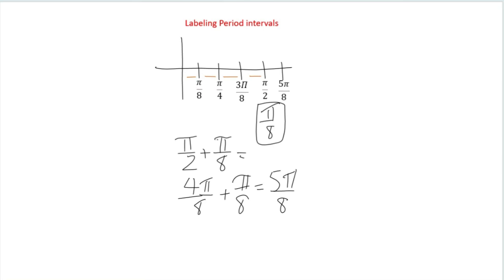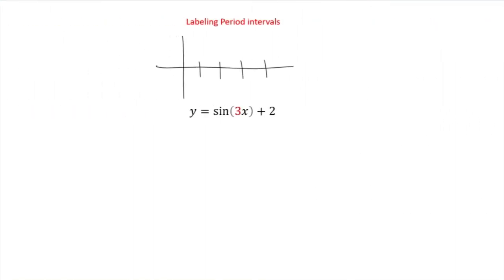So let's look at another one. Let's start with the sine function. In order to determine what our period is, we need to know what the value of b is, and in this case it's 3. So period is defined by 2 pi over b. That would be 2 pi over 3 is our period for this equation.